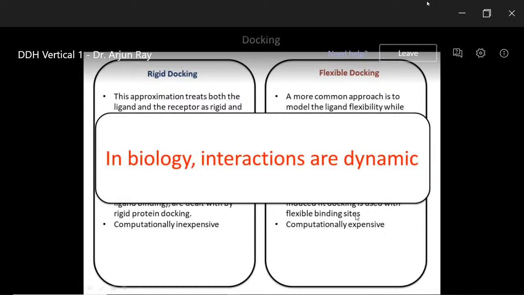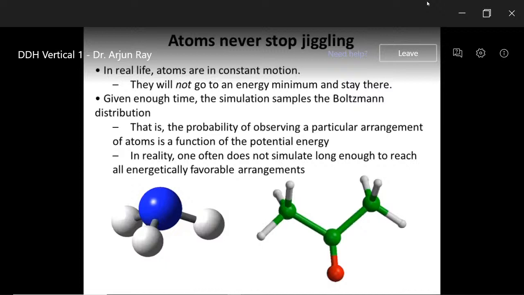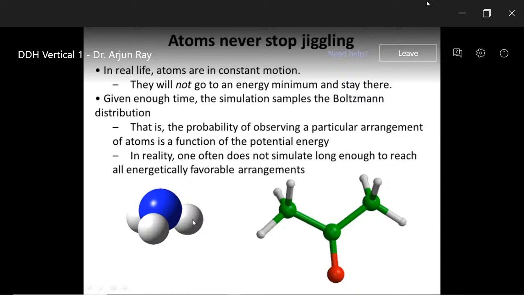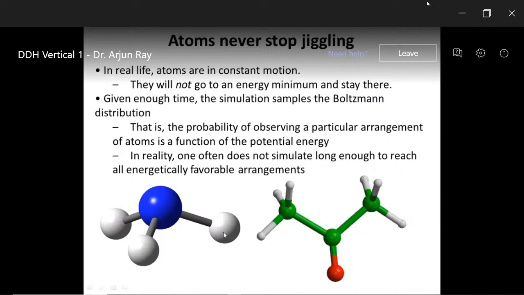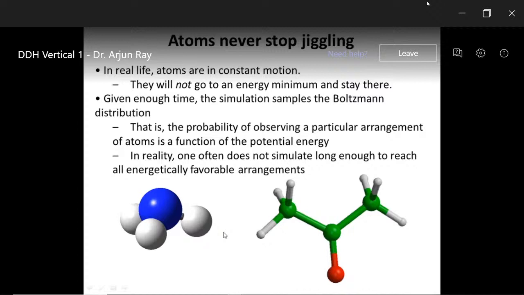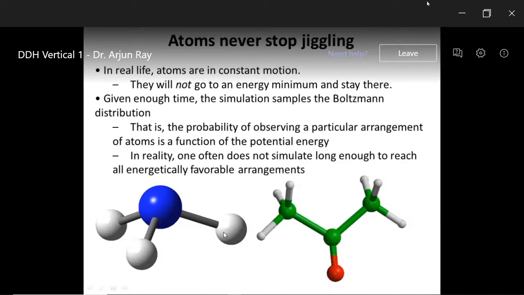Now, we know that atoms actually never stop jiggling. You can see here that even in this molecule, the name is not important, you have motions which at room temperature are constantly vibrating. So in real life, atoms are always in constant motion, and hence, so are proteins. They will not go to an energy minimum and stay there, so there is going to be an oscillation between different states, and the simulation of this is all about the field of molecular dynamics, which samples this Boltzmann distribution.